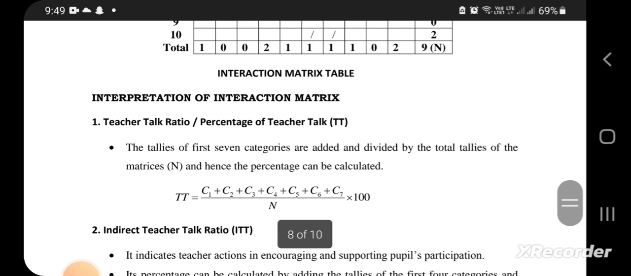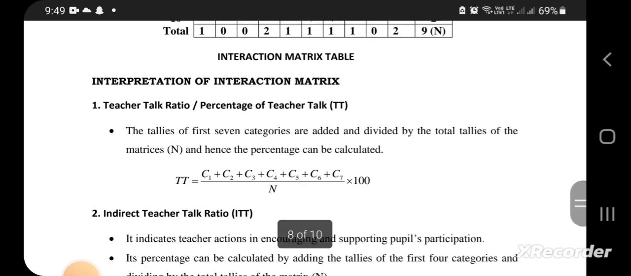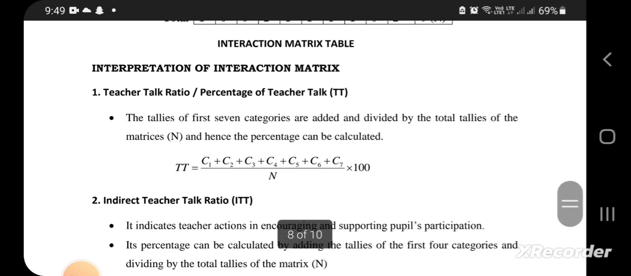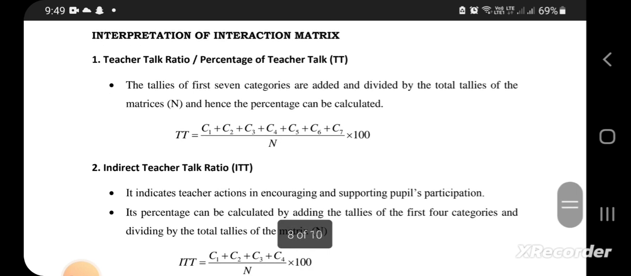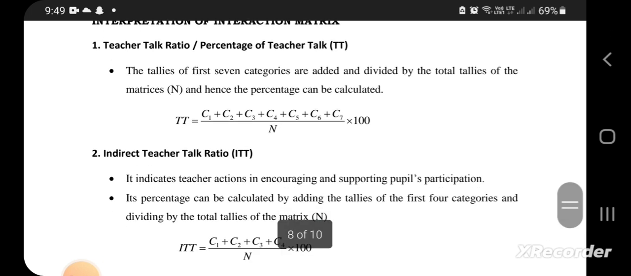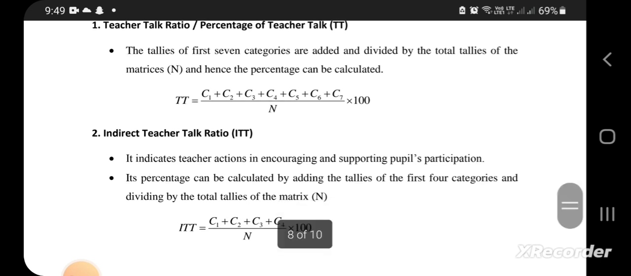Interpretation of interaction matrix. Teacher talk ratio, or percentage of teacher talk, TT. The tallies of the first 7 categories are added and divided by the total tallies of the matrix, and hence the percentage can be calculated, TT.